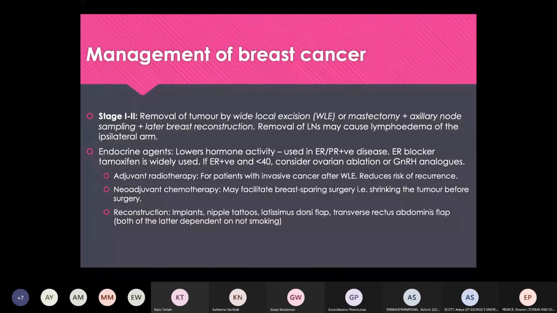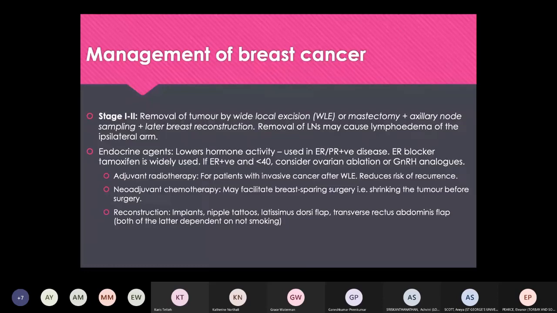And if the sentinel node has cancer cells within it, then you might opt to do an axillary node clearance, because if it's spread to the first lymph node from the tumour, there's a higher chance that it's spread to other lymph nodes going up into the axilla. If you do remove these lymph nodes, it can cause lymphedema in that arm.